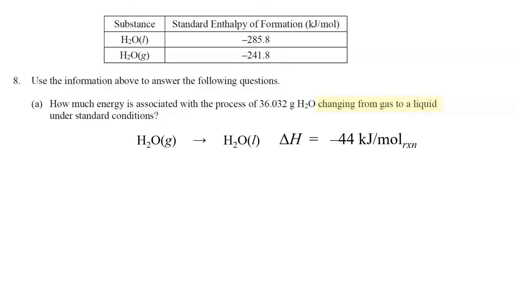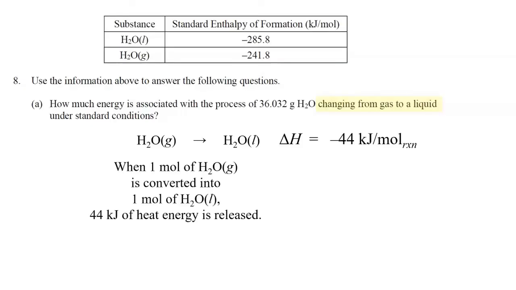So 44 kilojoules of energy is released when 1 mole of water vapor is converted into 1 mole of liquid water. 44 kilojoules of heat energy is released. This gets us closer to answering this question, but we're not quite done yet because we haven't addressed the specific amount of water that was mentioned here in part A. It said 36.032 grams of water. Let's see how many moles that is.